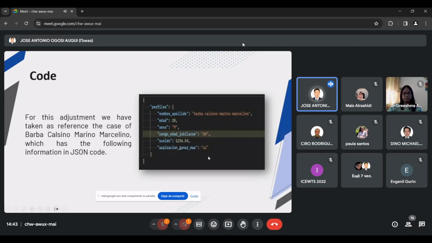So for this adjustment, we have taken as reference the case of Barba Calcino Marino Marcelino, like I said, which has the following information in JSON code. JSON is a format used across programming systems that is constantly updating information, not only with this person, but with all the information that we are consulting day by day.